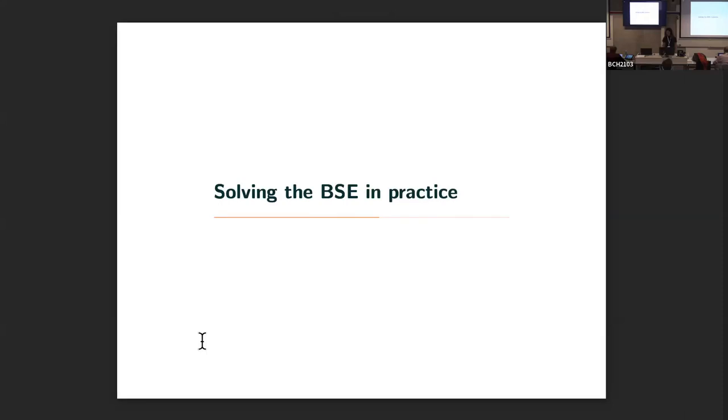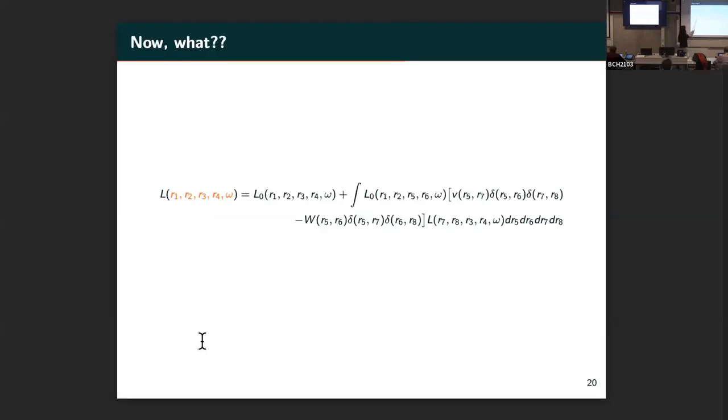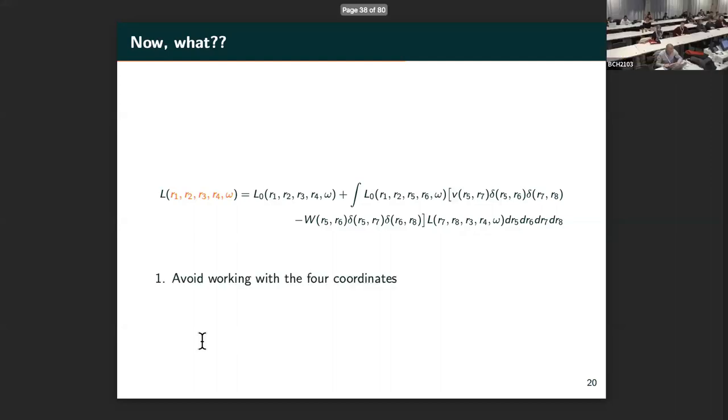How do we solve this in practice? Let me remind you that now we reduce the problem to calculating L with the static, we reduce to only one frequency. But we still have four points in space and one frequency. So if you use the traditional way of getting, for example, like in the case of chi, which is inverting this thing, you will have to invert a four-point in space object, with all the complexity of including wave functions and so on, plus do this inversion for every frequency. So this is basically impossible to solve that way.